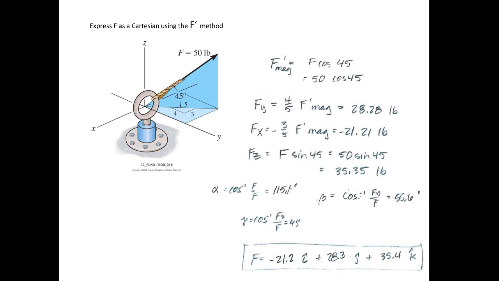So let's use that to solve another one. We have this force. It's kind of going up at an angle. We have an angle that it makes with the xy plane, and it's a 45-degree angle with the xy plane. So let's go ahead and label F prime here. F prime is the projection of the force onto the xy plane, and that would be the magnitude, which is 50, times the cosine of 45. So F prime is F cosine 45.